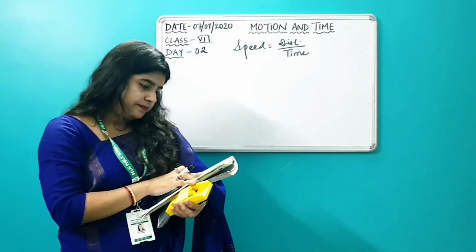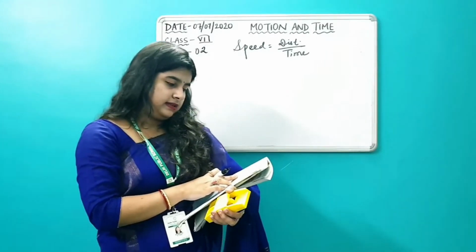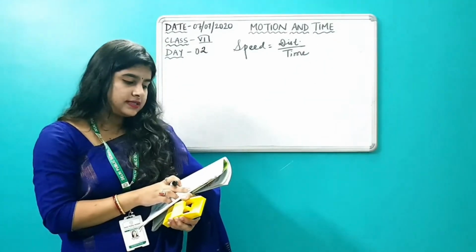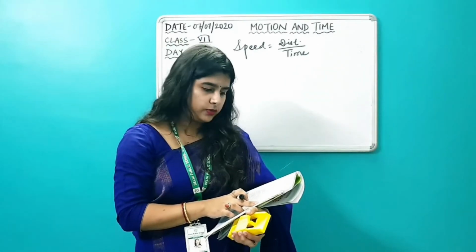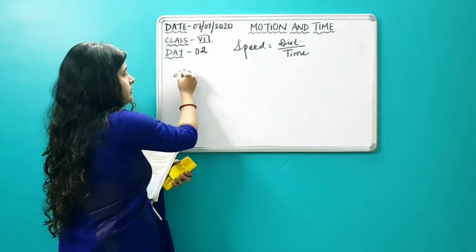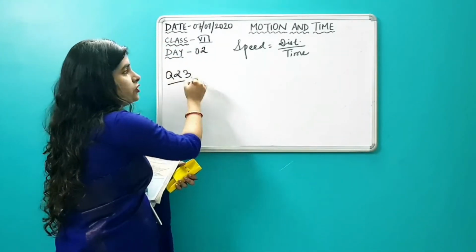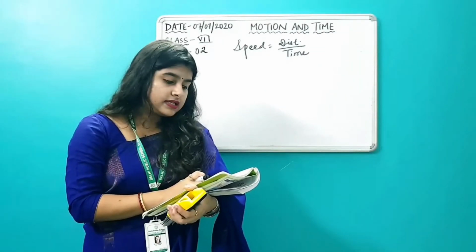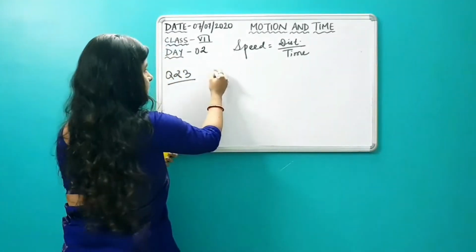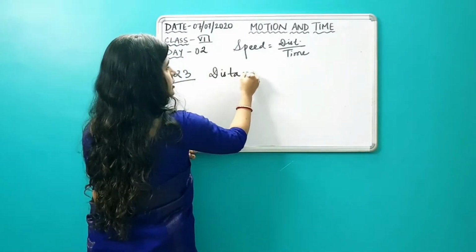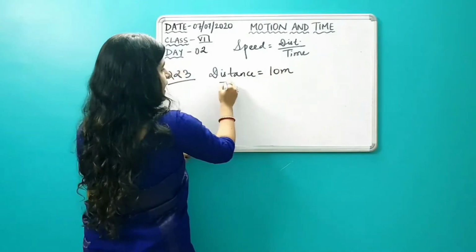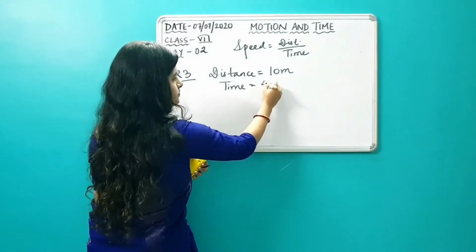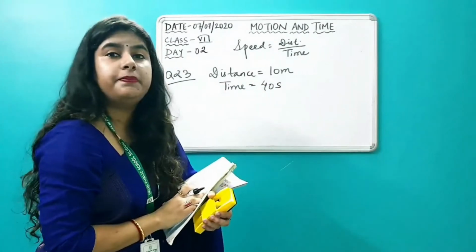Question number 23. A boy riding a bicycle covers a distance of 10 meters in 40 seconds. What is the speed of the boy? A very simple question. So what is the data provided to me? The distance covered by the boy is 10 meters and the time taken to cover 10 meters is 40 seconds. I have to find out the speed of the boy.